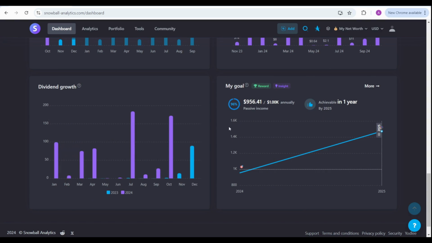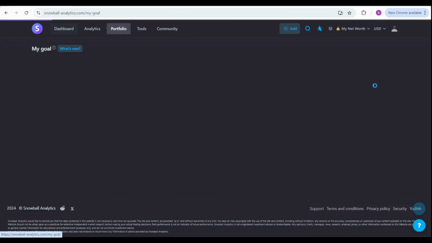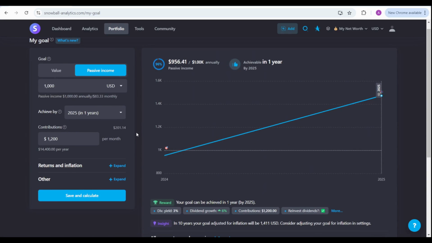Next, we can scroll down to the very last thing on the page, and it's going to be your dividend growth and your dividend goals. I currently have my dividend goal set at getting to $1,000 by the end of the year in passive income. So I'm about $44 away from hitting that milestone. So that is achievable for me by the end of the year based on the parameters that I've put in here. And so you can actually go into this and set it by portfolio.